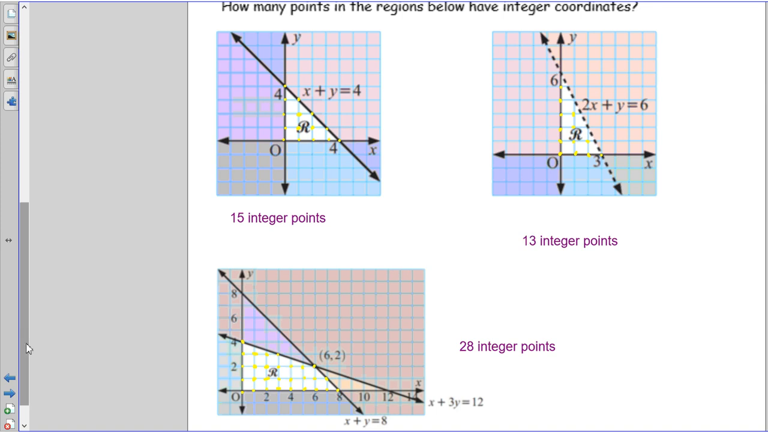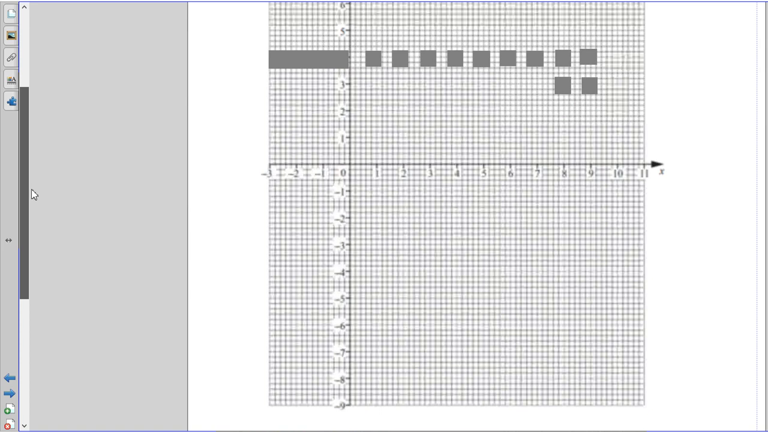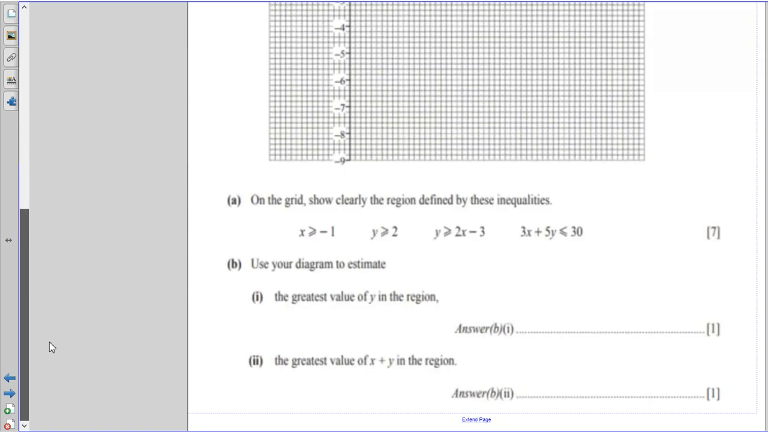Now let's move on to what's really important, is this. So below is an exam question from 2015, June paper 4, area 2, because there's 3 different types of areas. There's area 1, 2 and 3. So you had a little graph and the instructions are below. So obviously they want you to do something with that graph. On the grid, show clearly the region defined by all these inequalities.